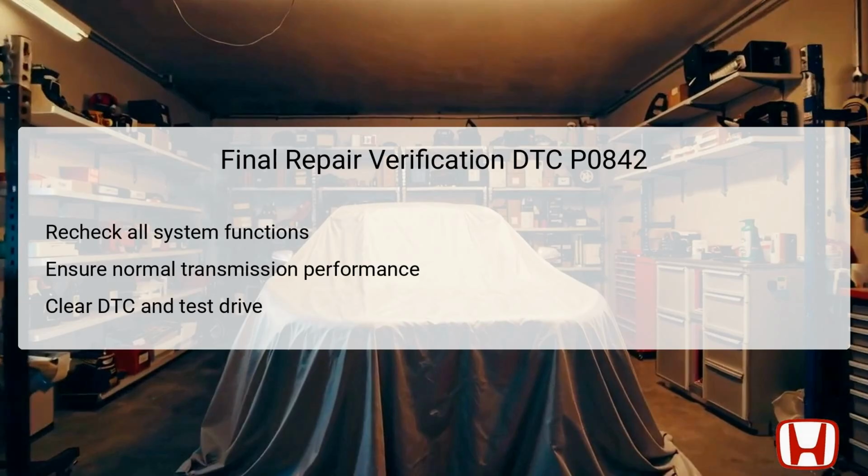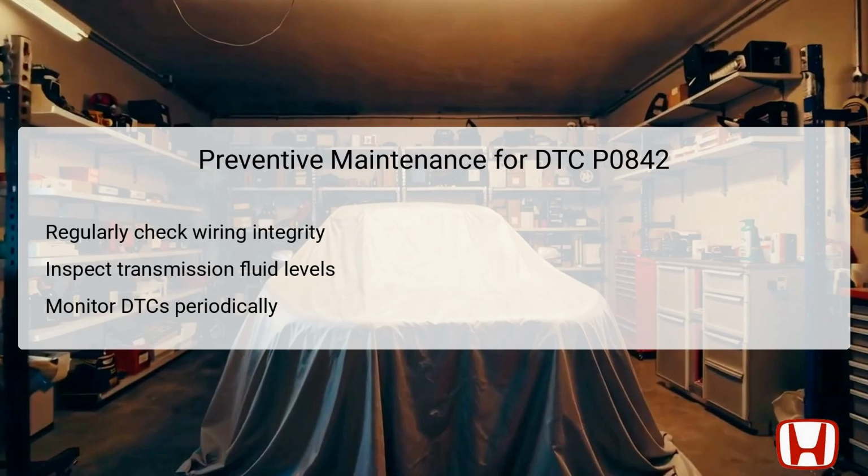Preventive maintenance plays a significant role in ensuring the longevity of the transmission system and avoiding issues like DTC P0842 in the future. Regular inspections of the wiring integrity connected to the transmission fluid pressure switch can prevent potential shorts and other electrical failures. It is equally important to regularly check transmission fluid levels to ensure proper functioning, as low fluid can lead to shifting difficulties and other complications.